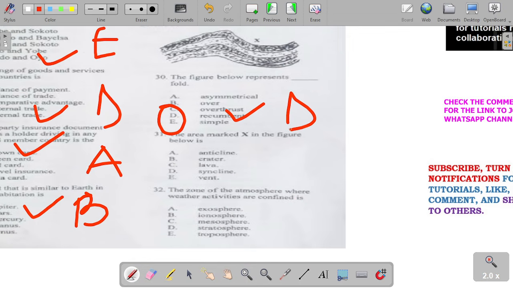31. The area marked X in the figure below is A. Anticline, crater, lava. The answer is D.